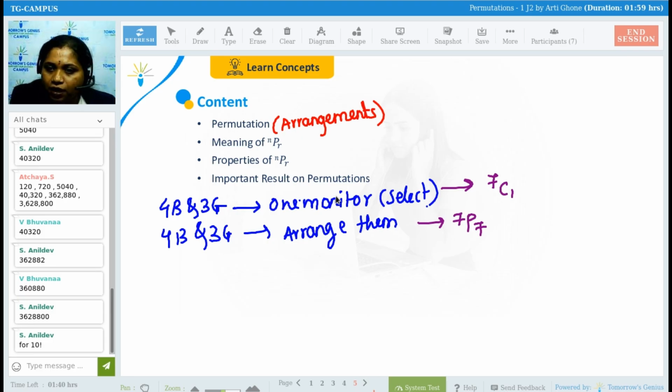Got it? Clear? In simple language, whenever there is a selection or crowd creation or team creation where the sequence doesn't matter, it is a question of combinations. And whenever arrangement is important, and in the question the word arrange is used, that is important for permutations. So this is the difference.